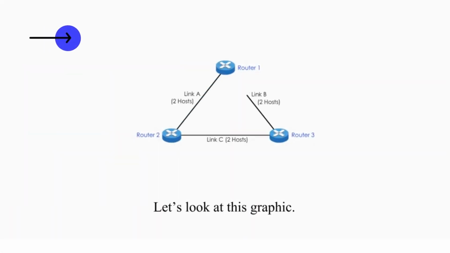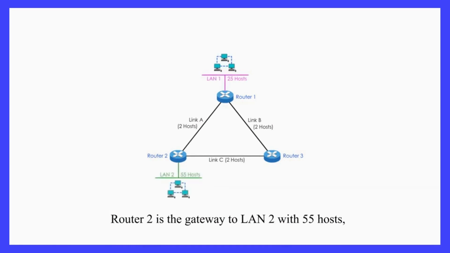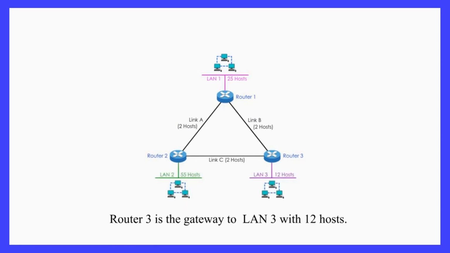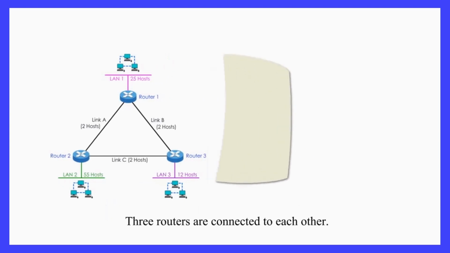Let's look at this graphic. Router 1 is the gateway to LAN 1 with 25 hosts. Router 2 is the gateway to LAN 2 with 55 hosts. And Router 3 is the gateway to LAN 3 with 12 hosts. The 3 routers are connected to each other.